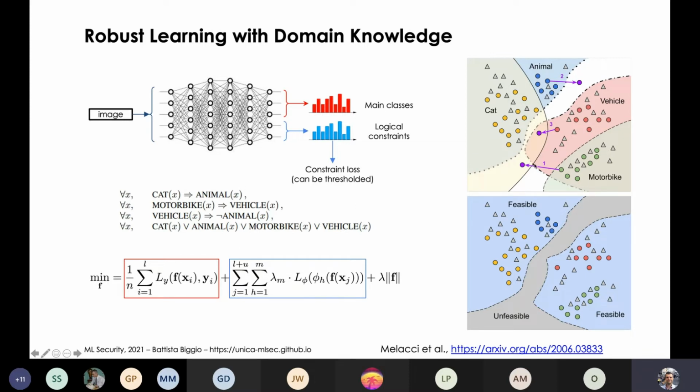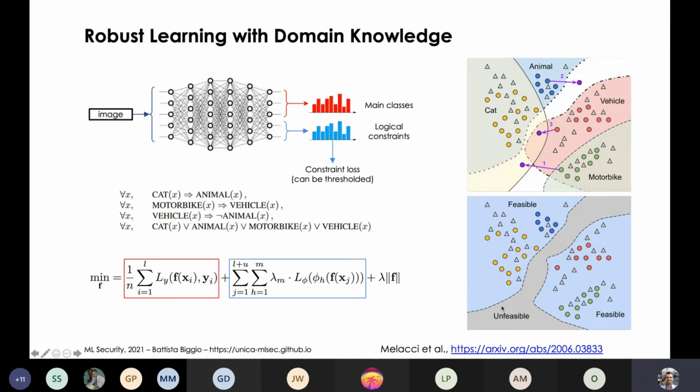And then when you enforce the constraints, what you're trying to do is identify a feasible and an unfeasible space, where in the unfeasible space you reject decisions. So this is unfeasible in the sense that the constraints are not fulfilled. Even if you have something in this space, for example, this point one, a motorbike misclassified as a cat, it falls into the non-feasible space because it violates the constraints. So even if this is in the cat region, it doesn't fulfill the constraints, so it can be rejected.